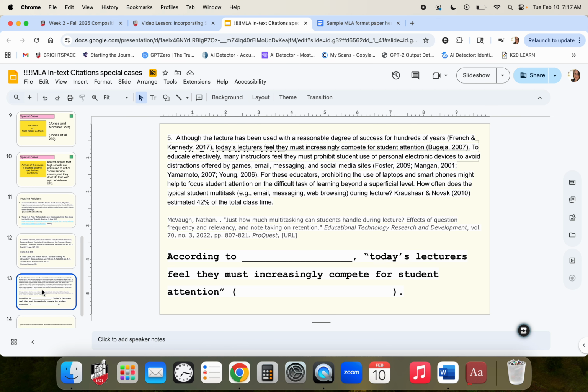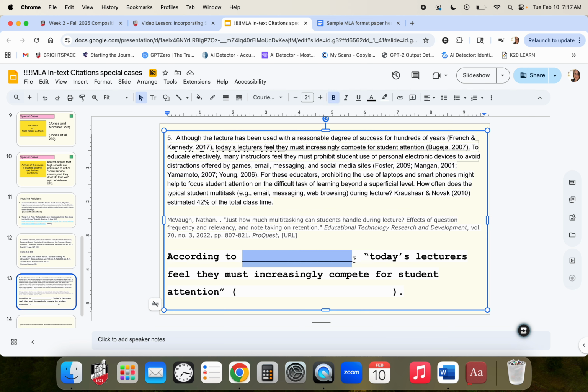This would be an indirect quote. So remember, according to blank, this is where in the signal phrase we put the actual person who said the quote. So here, let's take a look at this example. Although the lecture has been used with a reasonable degree of success for hundreds of years, citation, today's lecturers feel they must increasingly compete for student attention, citation. Now keep in mind, the citation here is in APA. So the text we're reading has cited in APA, but our citation is going to be in MLA.